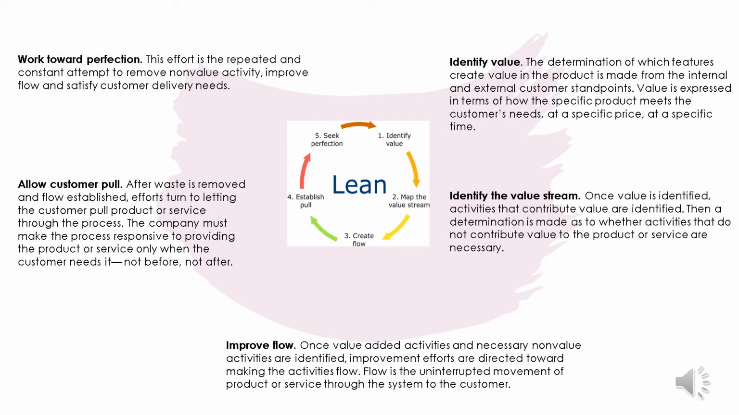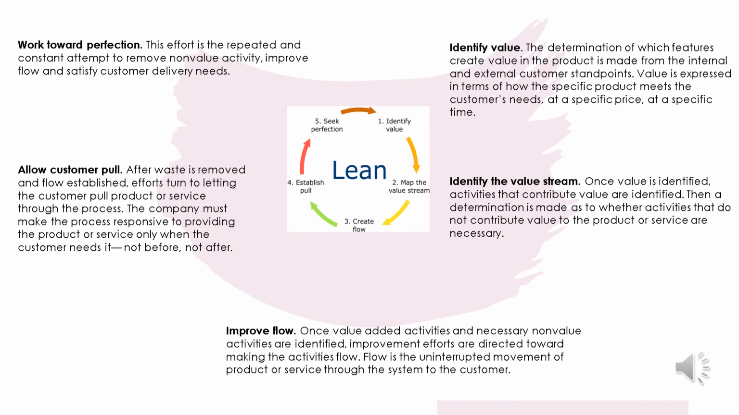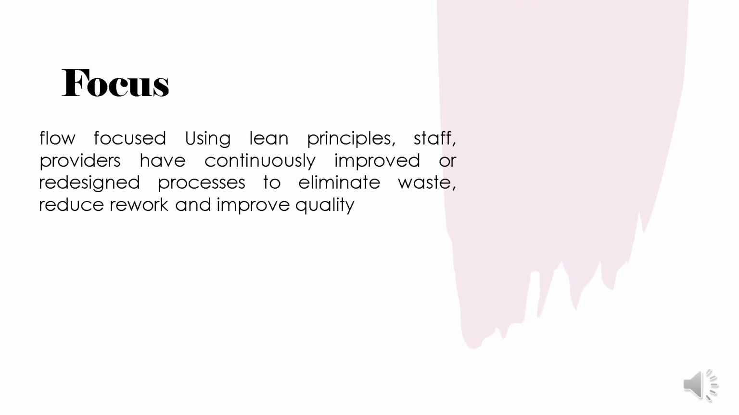Number 5. Work toward perfection. This effort is a constant attempt to remove non-value activity, improve flow, and satisfy customer delivery needs. Focus. Flow is the focus using lean principles. Staff and providers continuously improve or redesign the process to eliminate waste, reduce rework, and improve quality.